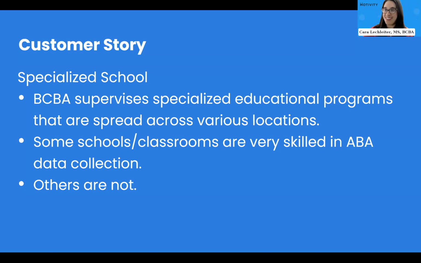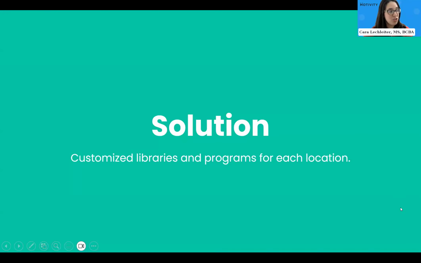Just for the sake of this example, I'm going to talk about the 3 locations being an elementary, a middle school, and a high school, because I think probably some people on the call can relate to this. So let's just say that our elementary school is very skilled in ABA. Middle school, they're actively in training, they're not highly technical, whereas the high school staff has very limited experience.